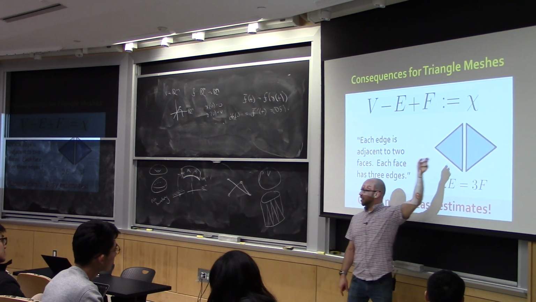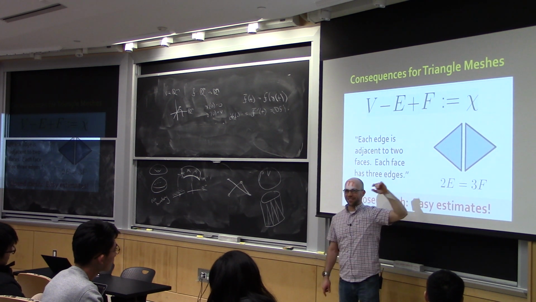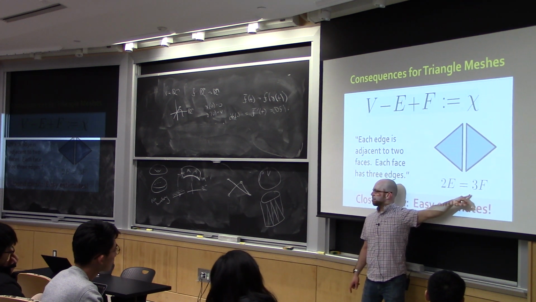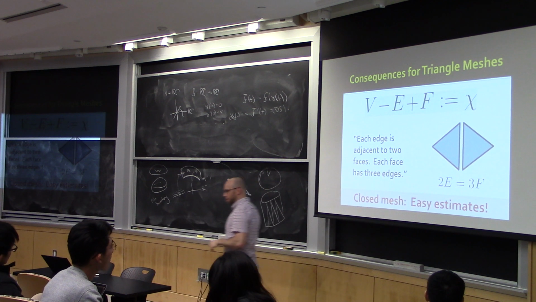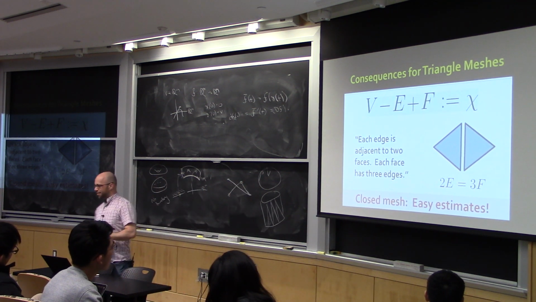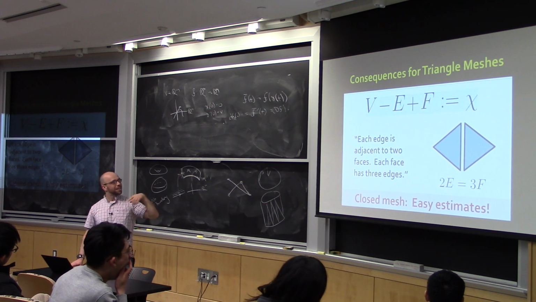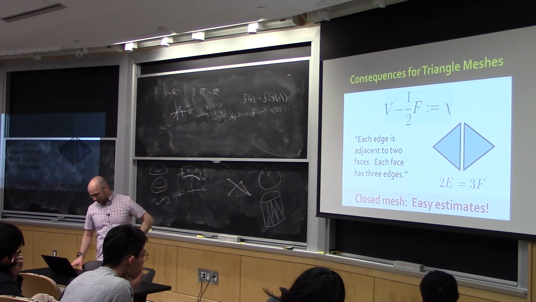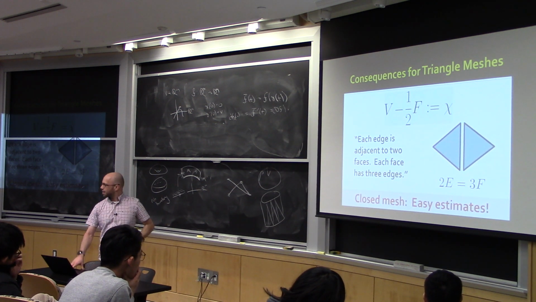Every triangle is adjacent to how many edges? 3, come on guys, it's not a trick question, yeah? So in other words, if I take 2 times the number of edges, I get 3 times the number of faces, yeah? So I can go back into Euler's theorem and just plug one into the other, right? I can say E equals 3/2 F, and I get a different estimate here. Nothing changed really, yeah?